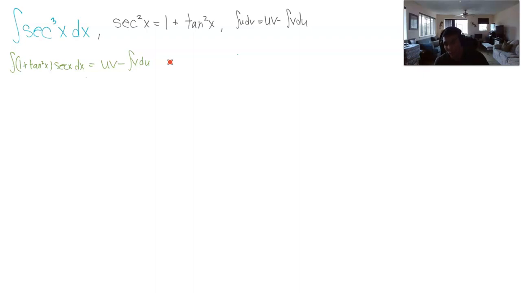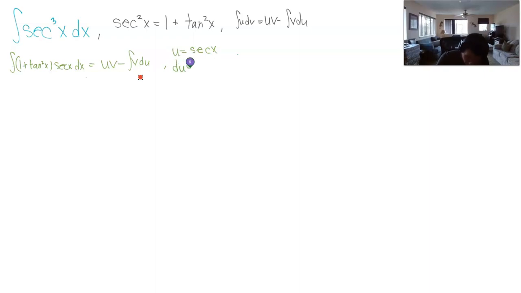Okay, so all we've got to do is assign this integral its variables. What's u and what's v? So you've got to let u be either secant x or 1 plus tangent squared x. And if you pick the wrong one, well, the problem gets harder. That's the truth, right? But let u equal secant x.